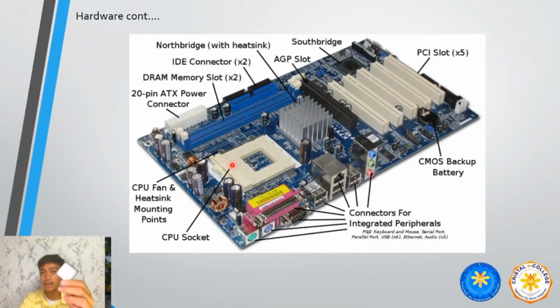This is an example of what the CPU looks like. The CPU is the brain of our computer, and at the back of it are several connectors that will be aligned to the pins that are present in our CPU socket.